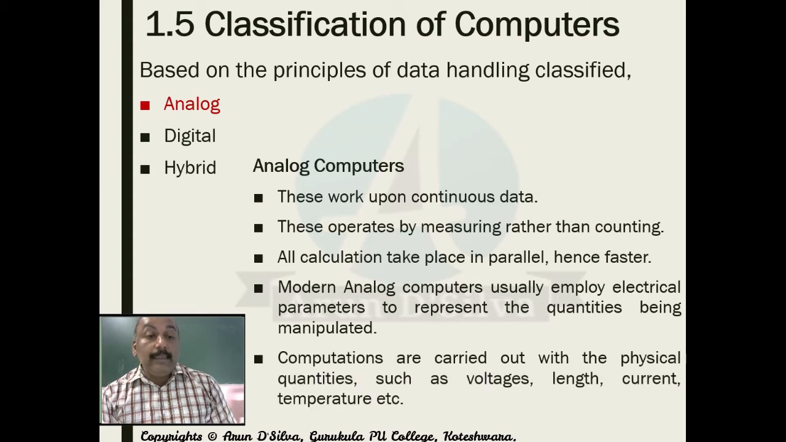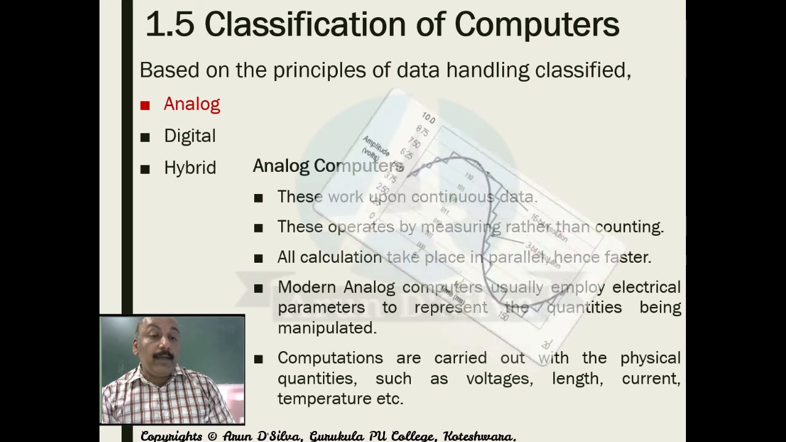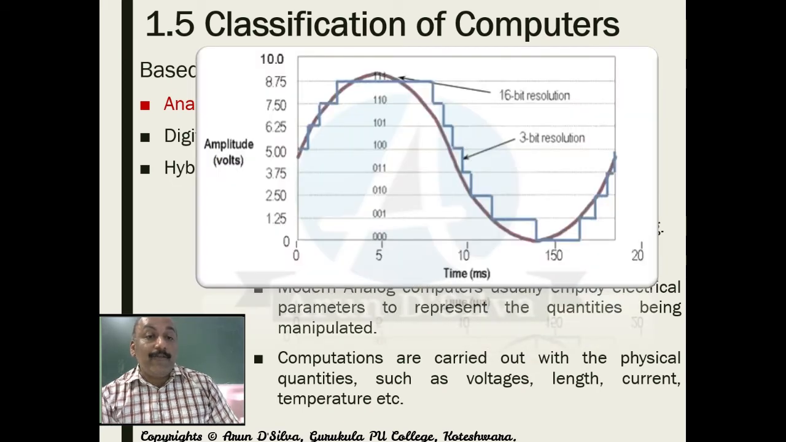And as I told you, analog computers are carried out with physical quantities. That may be, as I just said, voltage, length, current, temperature. Just to give you an idea, this is the diagram where, according to the time, the amplitude, the voltage is changed.